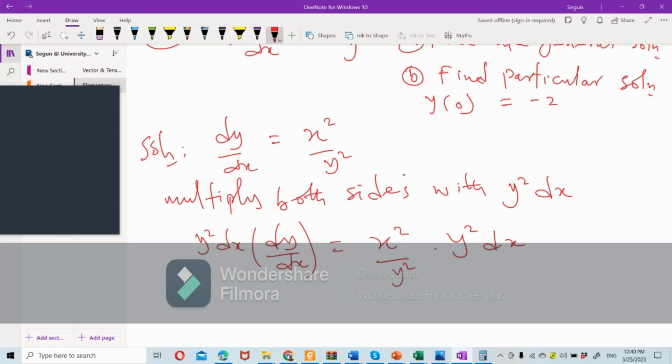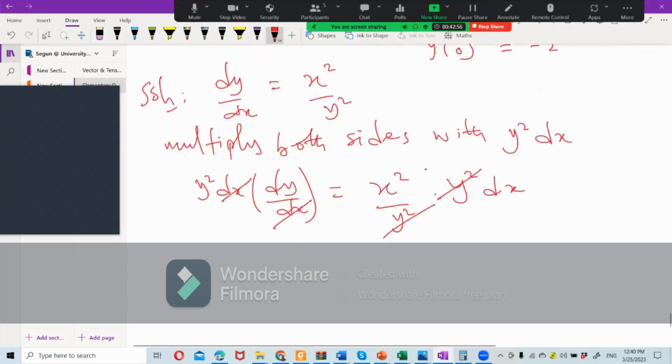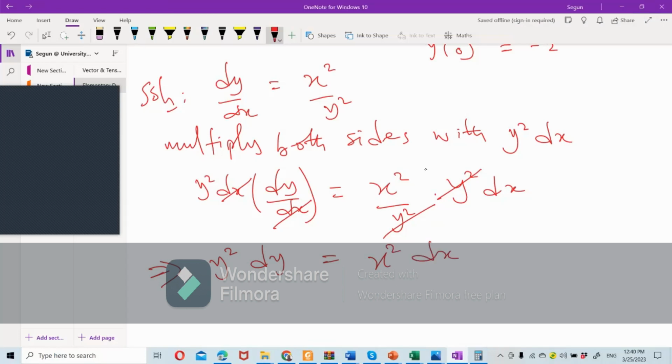So the dx cancels. We are doing a kind of separable variables. You can see I've managed to put all the x together and the y together. That's what I'm trying to do here. So I will have y squared dy equals x squared dx. You can also do it if you cross multiply.